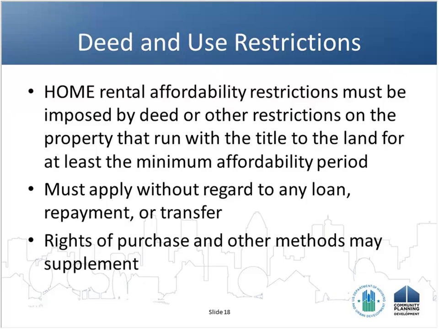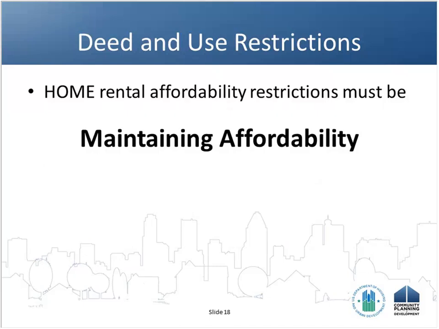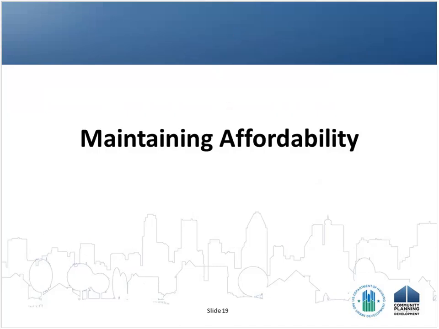And so regardless of whether that property might be sold or transferred, those restrictions would stay in place, so any subsequent owner would still need to comply with those same requirements. So it's really key that the PJ makes sure that the deed restriction or land covenant has been put in place on that property to ensure that you're going to have a HOME-eligible property.